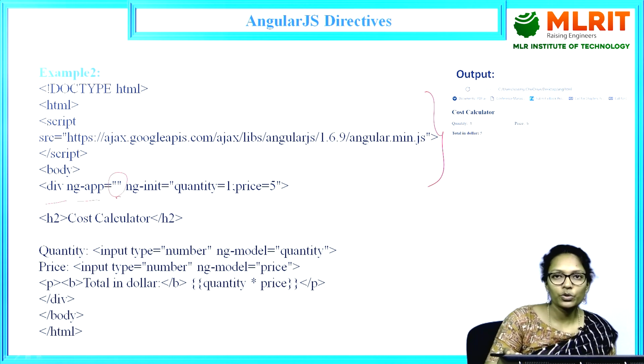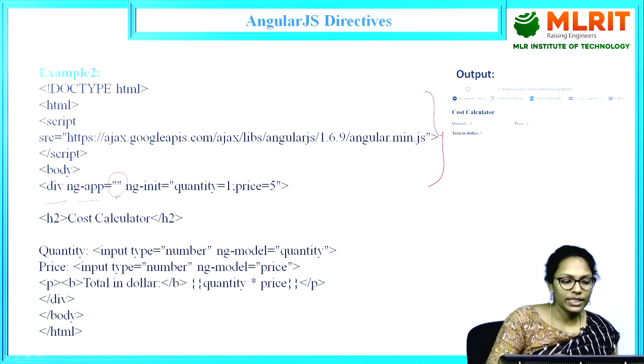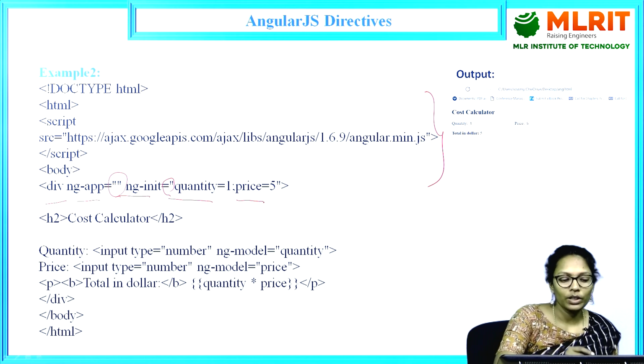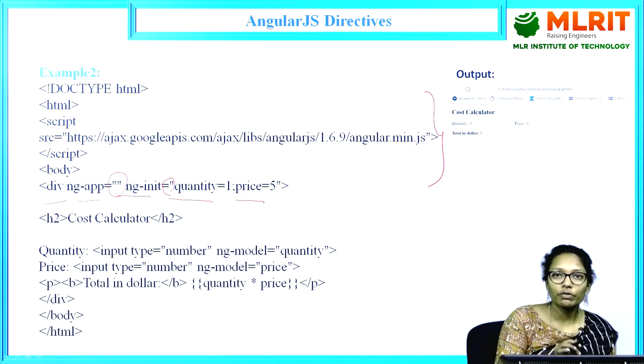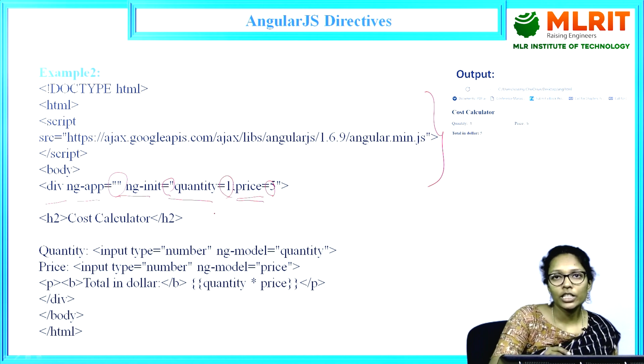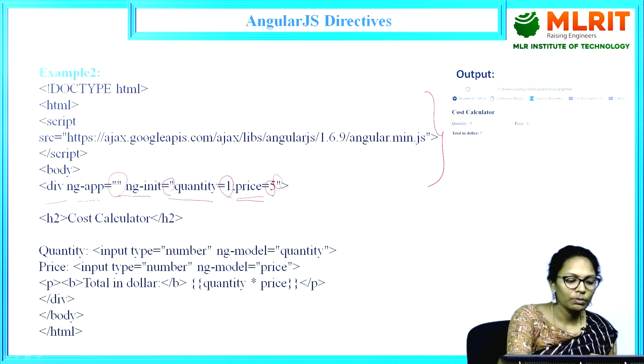Because I am not using any modules here, instead of modules I am using ng-init to initialize the values. So ng-init, double quotes. If you observe here, I have two variables: quantity, colon, price, semicolon. If you have multiple variables, you need to differentiate them using a semicolon. So quantity is 1 and price is equal to 5. After completing the initialization of all the variables, you need to close the double quotes. So this is nothing but ng-init.